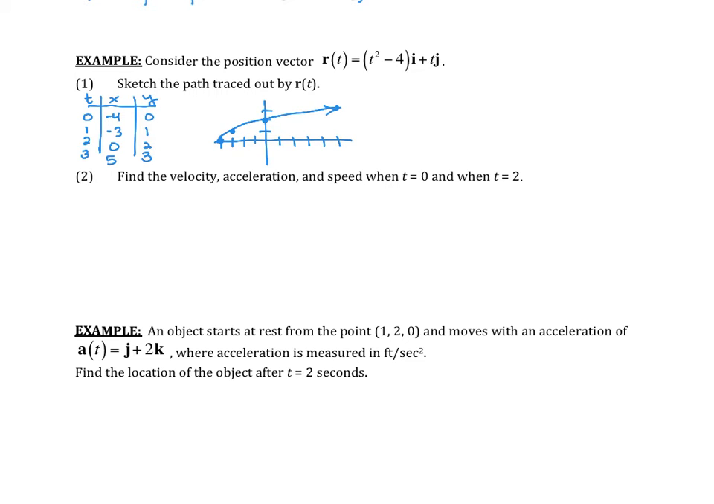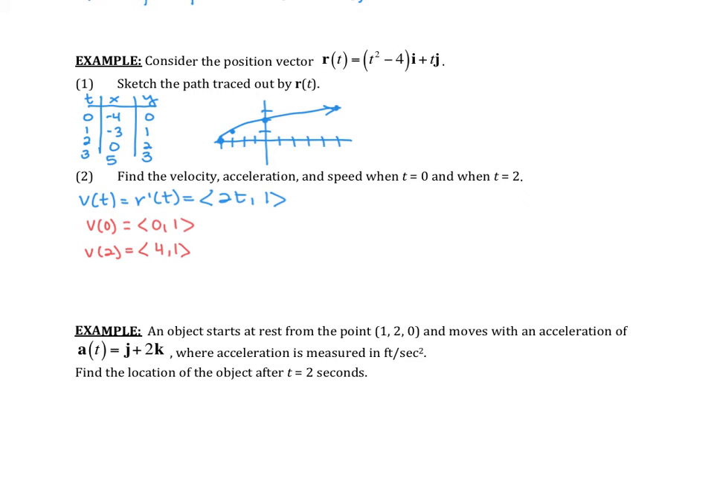Okay, so the velocity is the derivative of the position. We know that by now. So we would get (2t, 1). And if I wanted to, I could go through, and it did ask me to find when t is 0 and t is 2. So let's do t of 0. So v of 0 would be (0, 1). Okay, and v of 2 would be (4, 1).